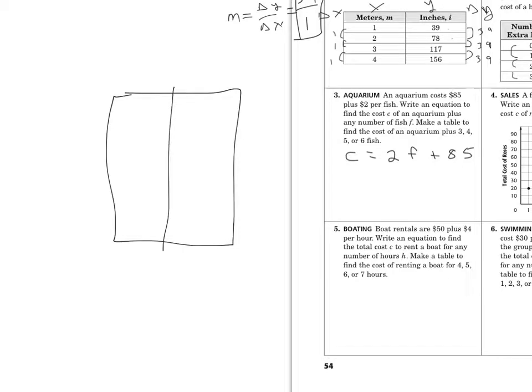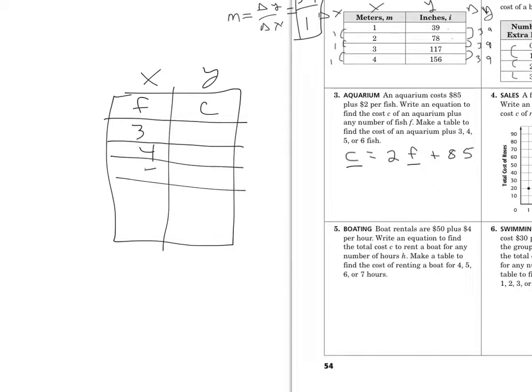And what we have is fish is our x value. The number that we're putting in on the right side is our x value. And the answer that we're getting out of it is our y value. And remember that the x always goes on the left side of a table and the y goes on the right side of the table. And what we want to do is know how much it costs for 3 fish, for 4 fish, for 5 fish, and for 6 fish. So I guess I didn't need that little extra space in there.